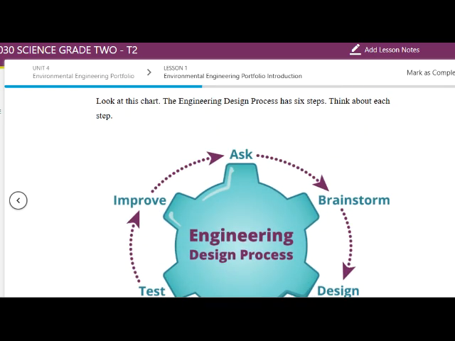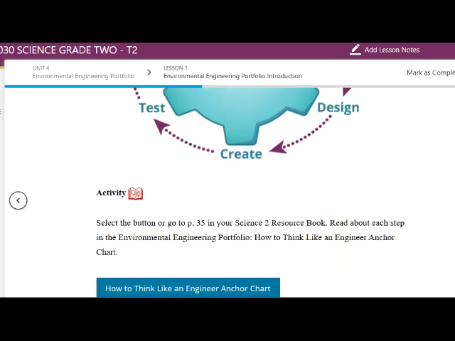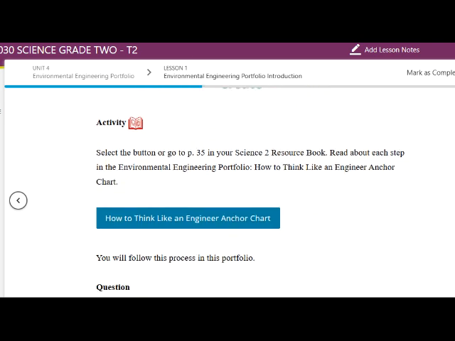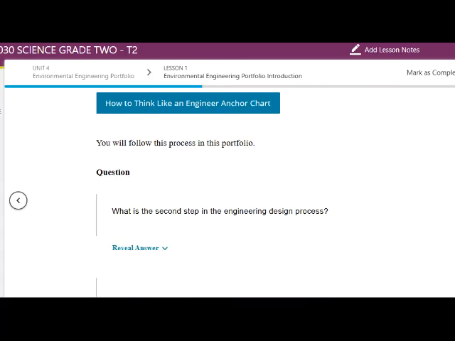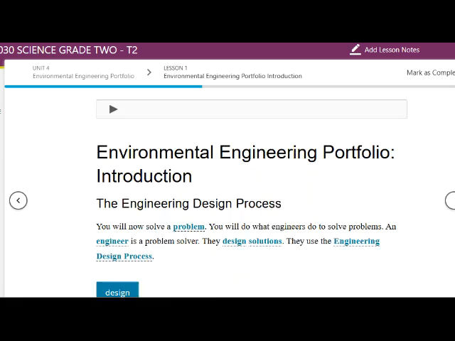Look at this chart. The engineering design process has 6 steps. Think about each step. So we're going to go through all of these steps today. Ask, brainstorm, design, create, test, and improve. We're going to do all of these steps, and sometimes we might do them more than once. All right, so answer this question. Think about this with your learning coach. What is the second step in the engineering design process? If you don't remember, you can go right back up here and you can check.